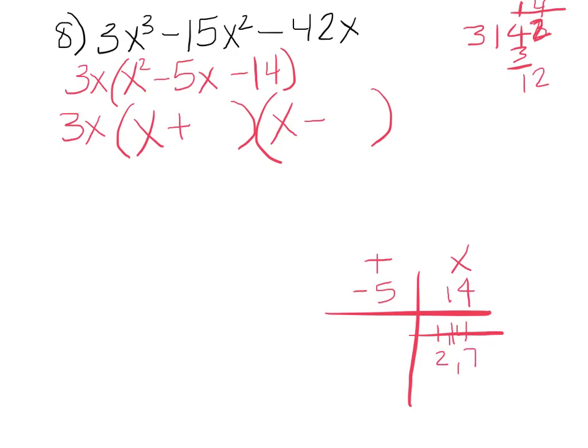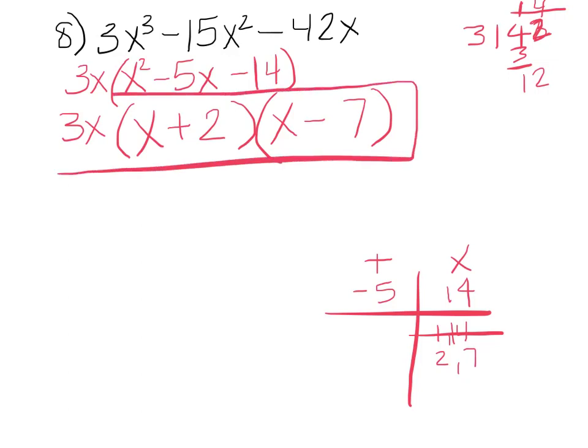And the one that has to be the negative would have to be the 7 in order to add them together to get the negative 5. So I'm going to put my 7 with the subtraction sign and my 2 with the plus sign. And I'm going to box my final answer. And then I'm going to come down here and I'm going to do my check to make sure that this foils out to give me my original problem.